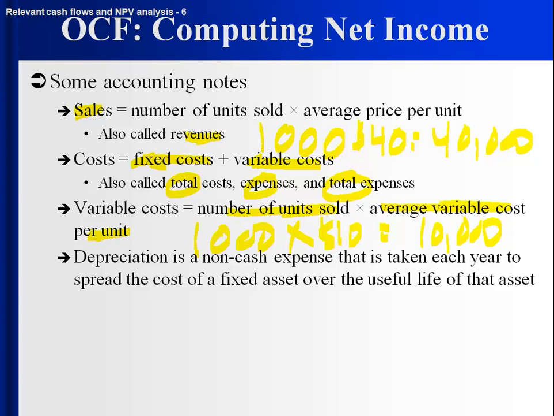Fixed costs, they don't change. It might be like the salary of someone that whether we sell 1,000 shoes or one shoe, they still get paid $50,000, and so it's a $50,000 expense. And you just can figure out the variable costs, fixed, add them up.